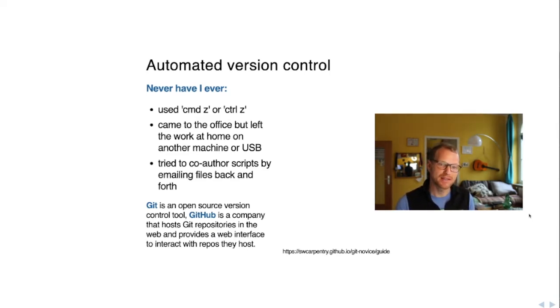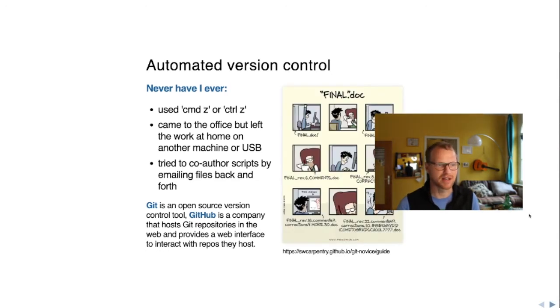So Git is an open source version control tool, and GitHub is a company that hosts something called repositories, which are collections of files related to a certain project. It provides a web interface to interact with those repositories, what we call repos, that they host. So I'll show you how that all works through their native tools.